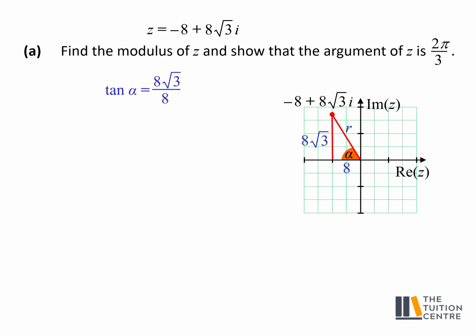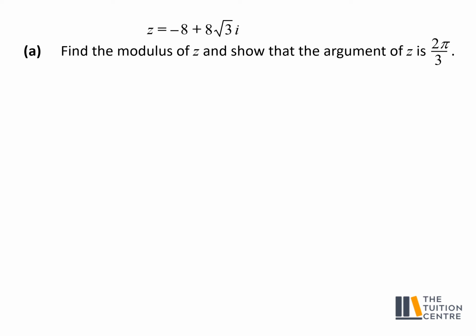To start a question like this, you're going to be given a complex number in rectangular form. So z is equal to minus 8 plus 8 root 3i, and asked to find that in polar form. So in polar form, you're going to need to find the modulus and the argument.